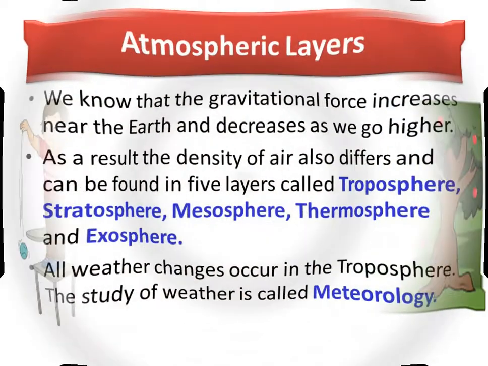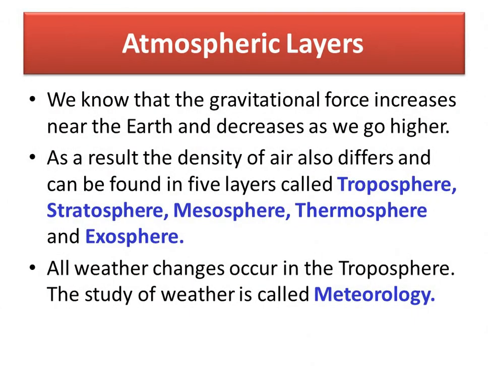With this knowledge, let us go and see what are the different atmospheric layers. We know that the gravitational force increases near the earth and decreases as we go higher. That is, as we go away from the earth, the pulling force will be less. As a result, the density, that is weight, also differs and can be found in 5 layers called troposphere, stratosphere, mesosphere, thermosphere and exosphere. Don't get worried, we learn the spellings.